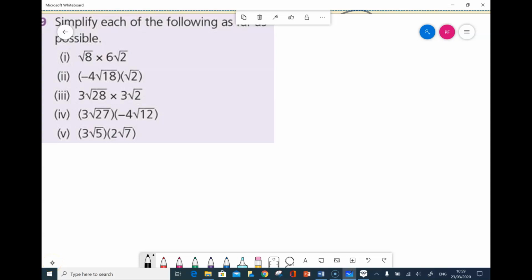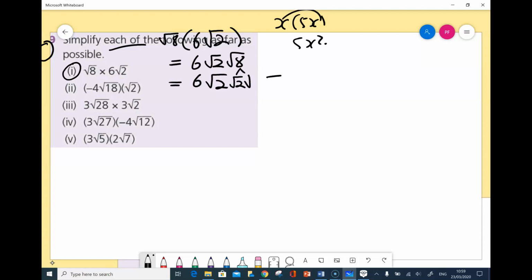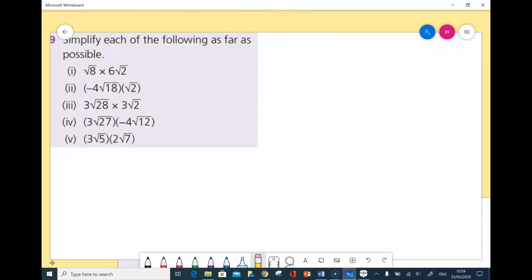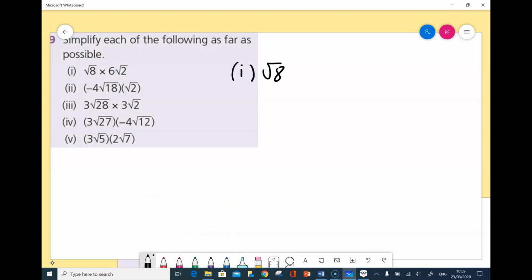Okay, so Surds question 9. So we've got part 1 here. We've got root 8 multiplied by 6 root 2, so part 1. So the square root of 8 multiplied by 6 root 2.